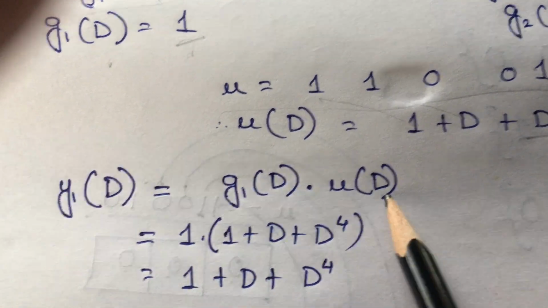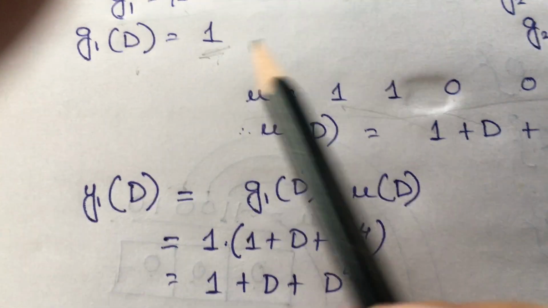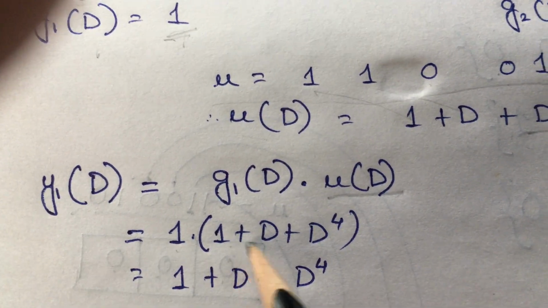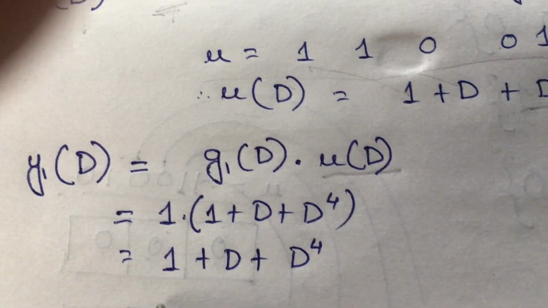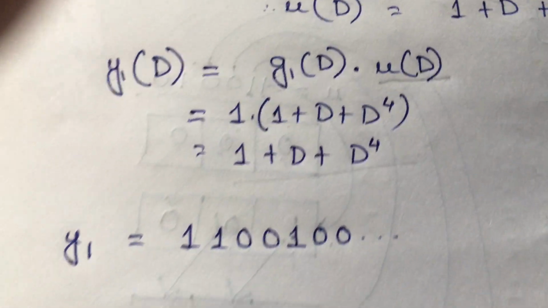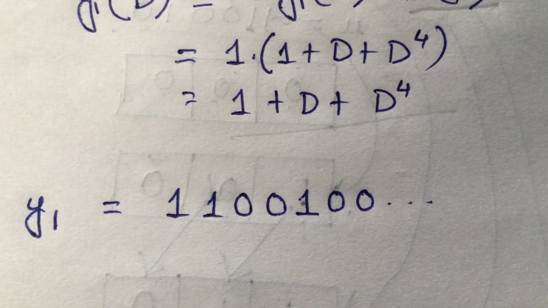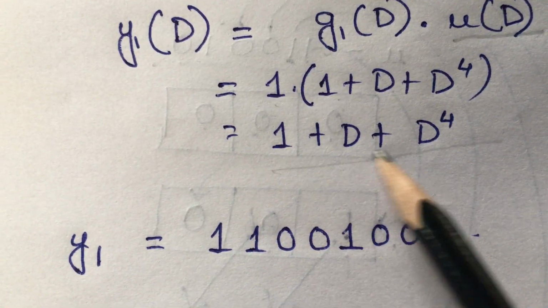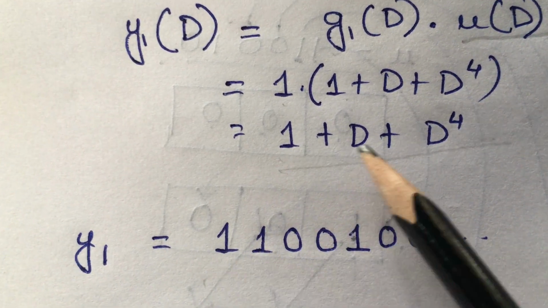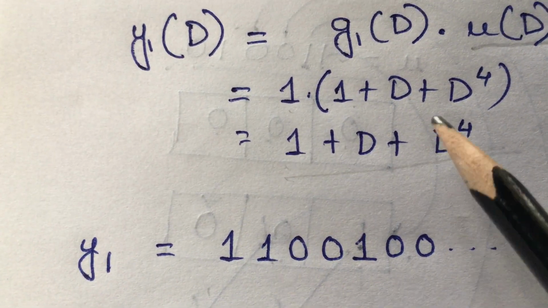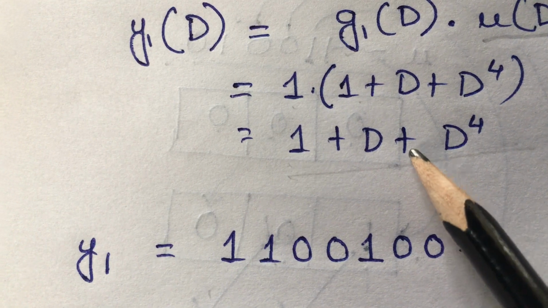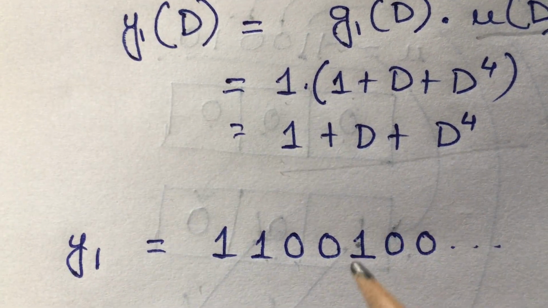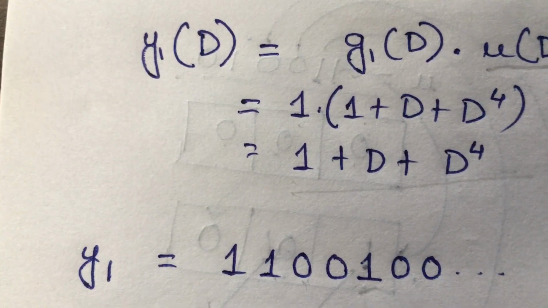Now to obtain the first output sequence, that is y1(d) in its polynomial form, we simply multiply g1(d) by u(d). So g1(d) was 1 over here, and this was the message sequence, so 1 into 1 plus d to the power 4, that is 1 plus d to the power 4. And now we can get back the bit values from this polynomial representation. So 1, then we have d, so another 1. There are no terms corresponding to d square and d cube, so we write 0 over here. There is this term corresponding to d to the power 4, and we write a 1 over here.